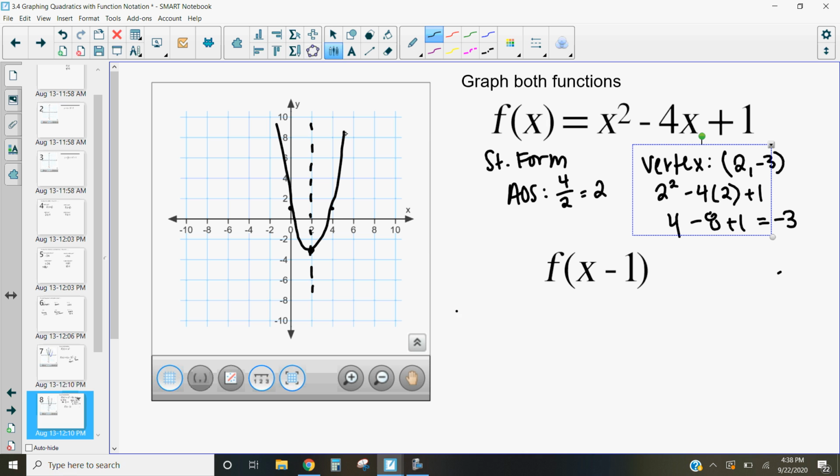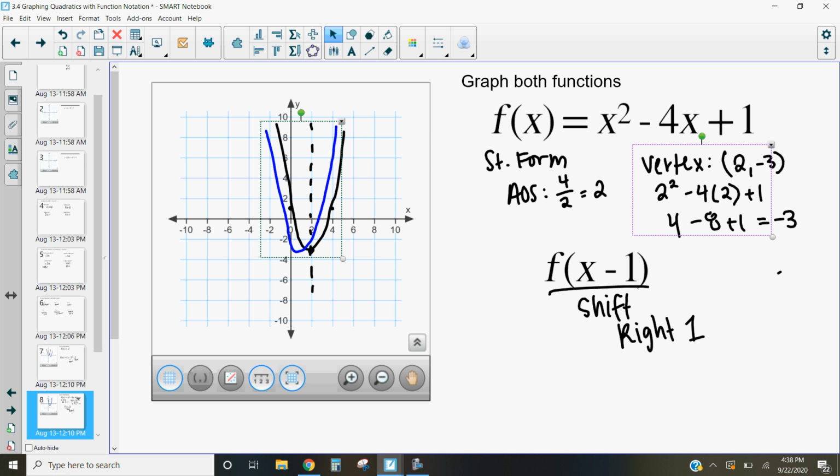Something like this. Now this f of x minus 1 tells me that I'm going to shift this original function, this blue one, or this black one, to the right one. So all I'm going to do is trace this function here. I'm going to take my original one, and now I'm going to move it to the right one. And boom, there's my new function. It just shifted directly over to the right one.